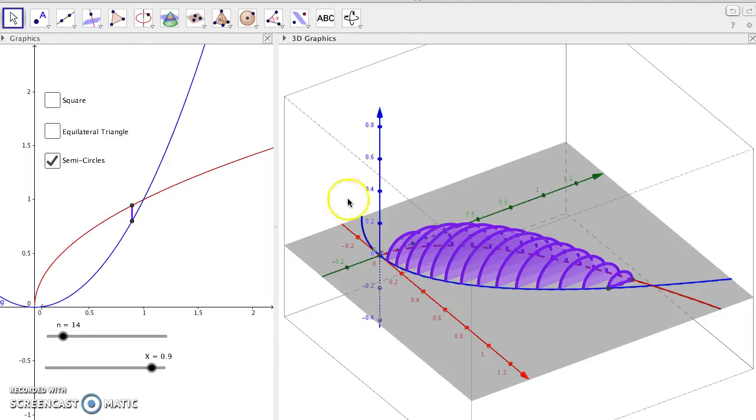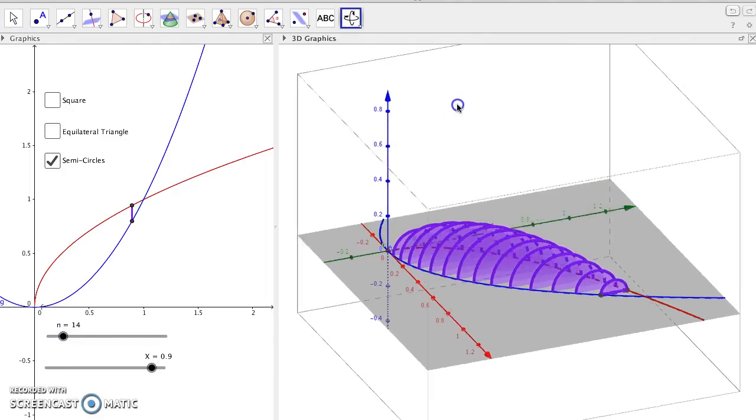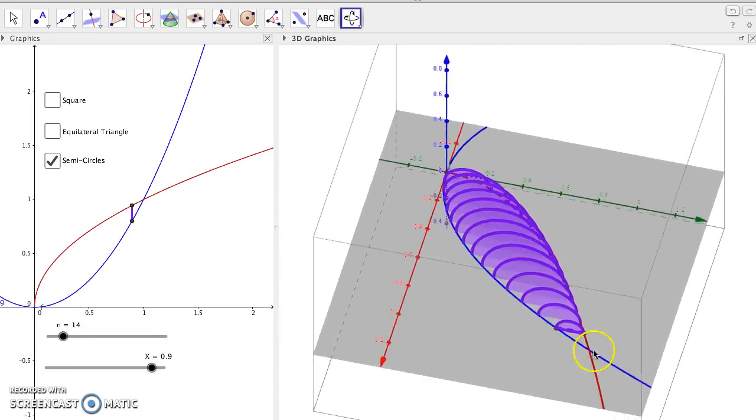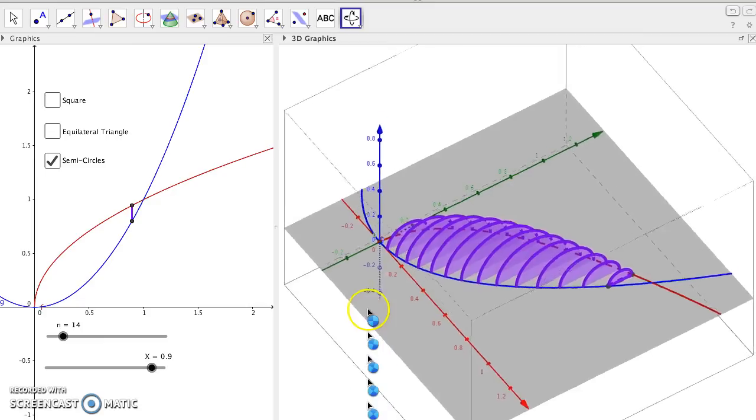So we can get a sense of what that curve looks like. What that solid looks like. And this one's kind of cool looking. It kind of looks like a fish to me, right? With the little tails coming off in the end there, right? So it kind of looks like a little fish.